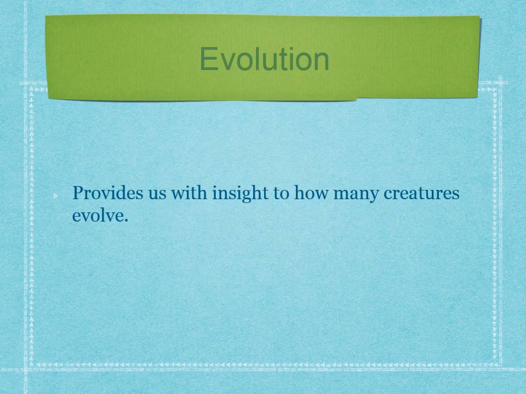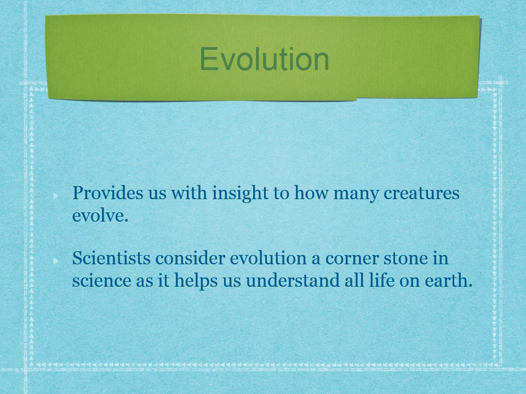So evolution provides us with insight into how a lot of these creatures evolve. Scientists consider evolution a cornerstone in science, as it helps us to understand all life on Earth, like Neil deGrasse Tyson said in the Cosmos episode we watched. Biology does not make sense if we take out evolution. For biology to make sense, we need evolution to be a part of it.